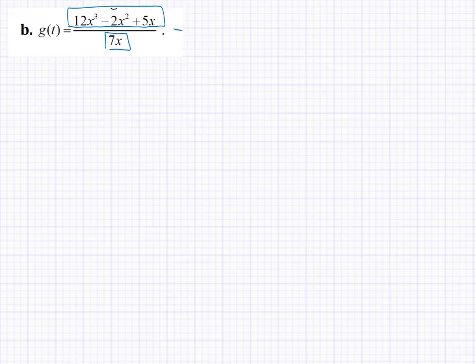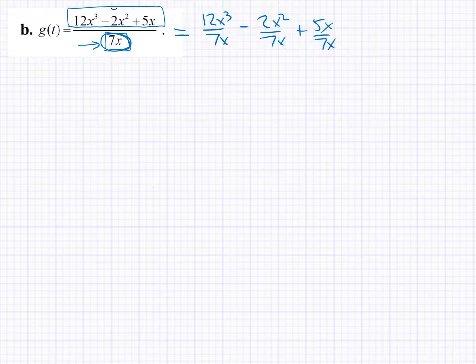But I could also rewrite this function. Since this is a monomial, a single term, this thing simplifies really nicely: 12x cubed over 7x minus 2x squared over 7x plus 5x over 7x. This is just the original function still.